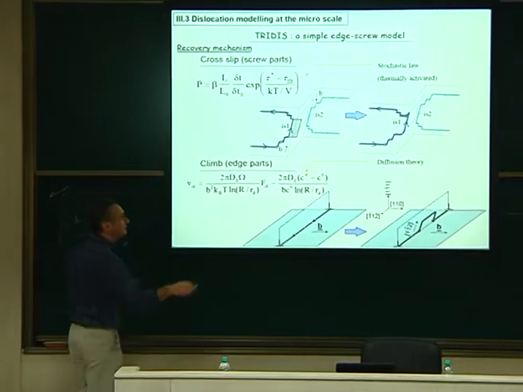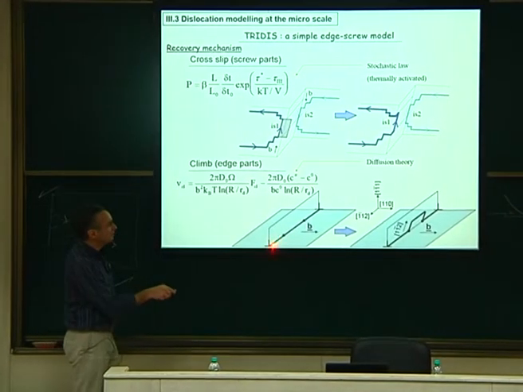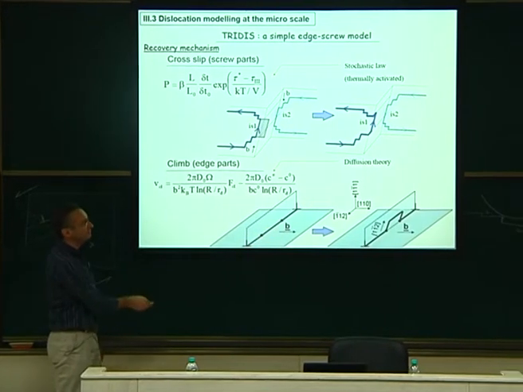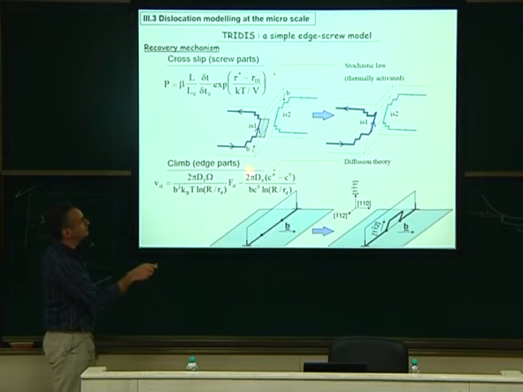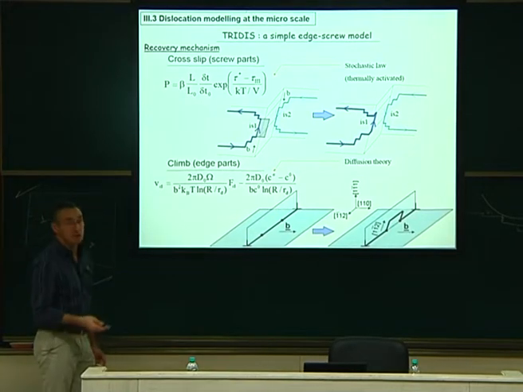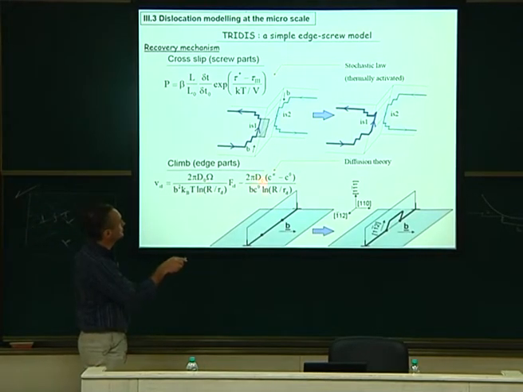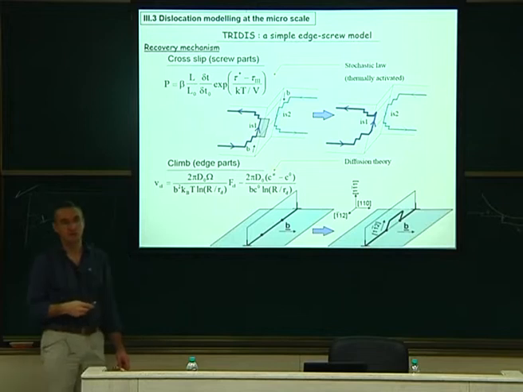You can do the same for climb. For climb, the question is how an edge segment can go out of the plane, like this. There is a glide force, and there is also the diffusion force when the vacancy comes here and makes it climb. So this is what we put inside. Be careful: because of the diffusion coefficient, this is a slow process, so the velocity here is much slower than the glide velocity, at least two orders of magnitude lower.